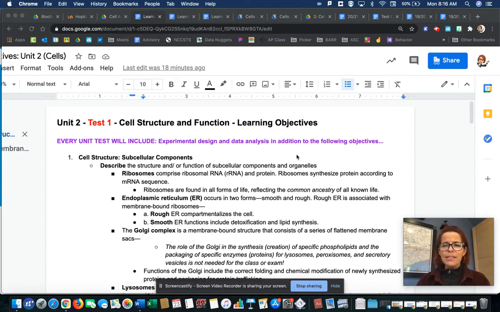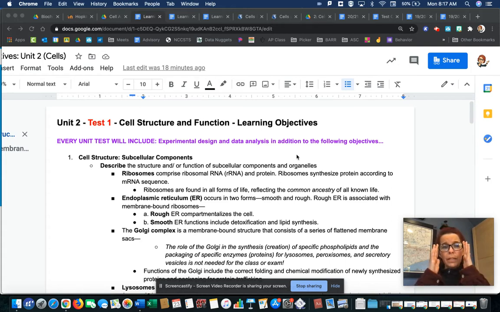Okay, a couple things I want to remind you of. Every single test, AP Biology is super, super insistent that every test has on it graphing, data analysis, and experimental design. So make sure that you're prepared for questions about independent variable, dependent variable, and control. Sometimes they call it control group, and sometimes they call it control. If you see the word control, they're talking about the control group.